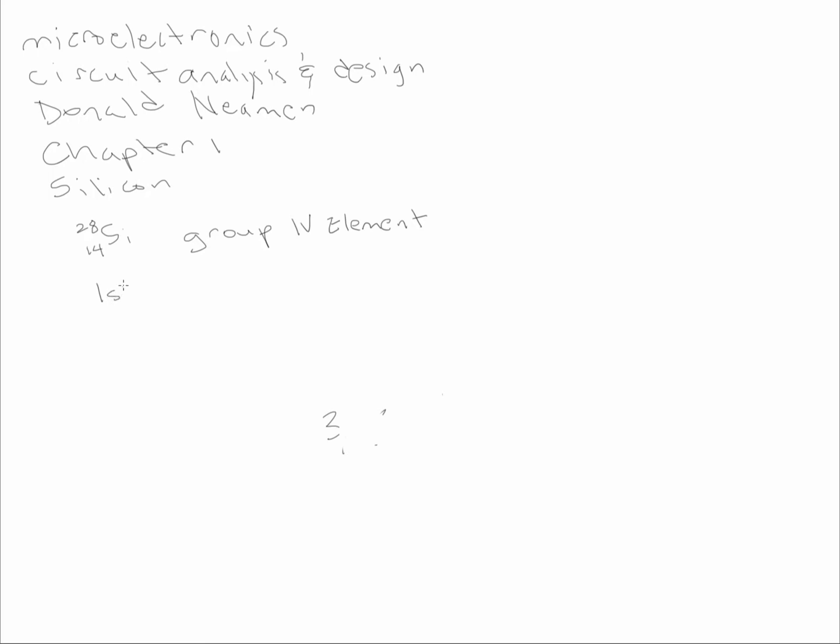And we could write it out: 1s2, 2s2, 2p6, 3s2, and 3p2. So that's 14 electrons if you count them up. And this is the 4 valence electrons. And it's important because the valence electrons are the ones that are involved in bonding and reactivity.